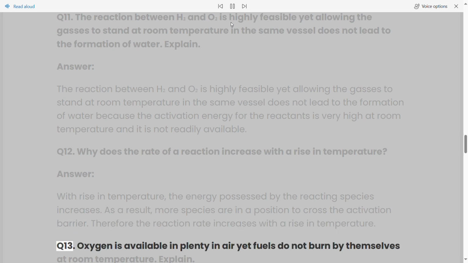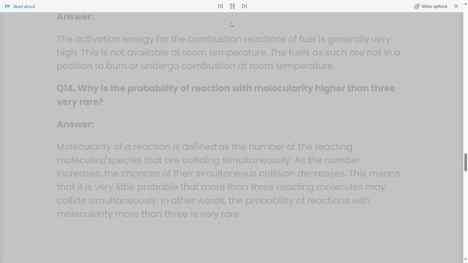Q13. Oxygen is available in plenty in air, yet fuels do not burn by themselves at room temperature. Explain. Answer. The activation energy for the combustion reactions of fuel is generally very high. This is not available at room temperature. The fuels as such are not in a position to burn or undergo combustion at room temperature.